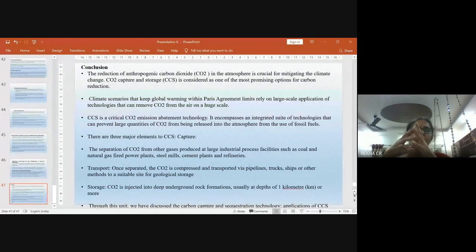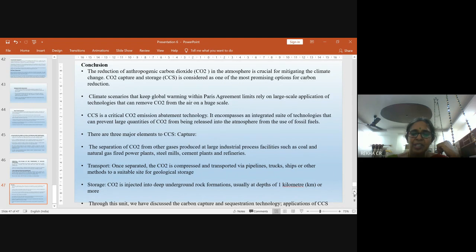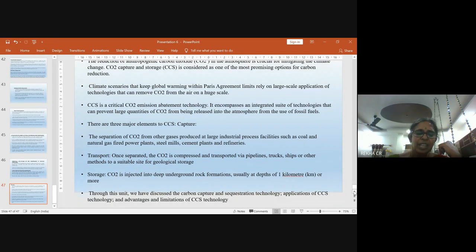To conclude this topic, the reduction of anthropogenic carbon dioxide in the atmosphere is crucial for mitigating climate change. The climate scenarios that keep global warming in check rely on large scale application of technologies which remove carbon dioxide from the air on a huge scale. So CCS technology is a critical carbon dioxide emission abatement technology. There are three major elements of CCS: capture, separation, transport, and storage. So this is about carbon capture and sequestration technology, application of CCS technology, and advantages and limitations of CCS technology.